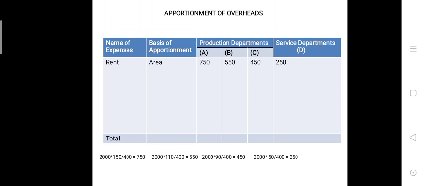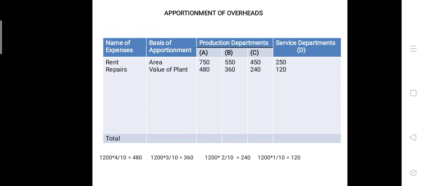So you can find out the ratio, or else you can add all the 4 numbers, and the total will come to 400. Then you can find out the proper percentage of each department, like 2000 multiplied by 150 divided by 400, you will get 750. This way you can find out how the rent has to be apportioned to each of the 4 departments. That comes to 750, 550, 450 and 250.